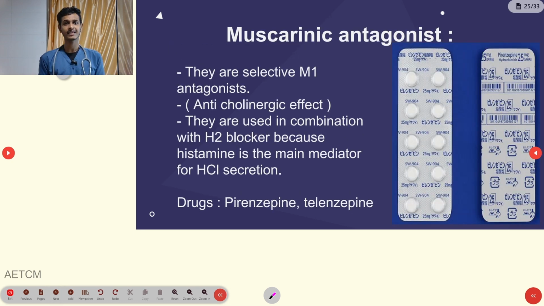Third category of anti-secretory is the muscarinic antagonist. We are aware of the muscarinic and nicotinic receptors, right. Antagonist means it will act against the receptor. That is called the antagonist. It has an anticholinergic effect. Drug-wise, we have pirenzepine and telenzepine.